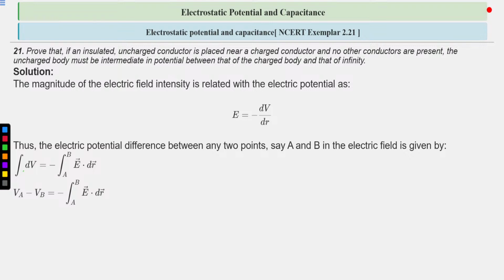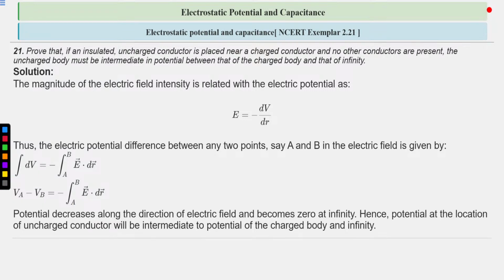this. The potential difference between two points is equal to minus the integral of E dot dr from point A to B. The integration of the term dV is known as the potential difference between the two points, VA minus VB, equal to minus the integral from A to B of E dot dr. So this is the relation by which we can find the potential difference between two points where the electric field exists, from point A to B.